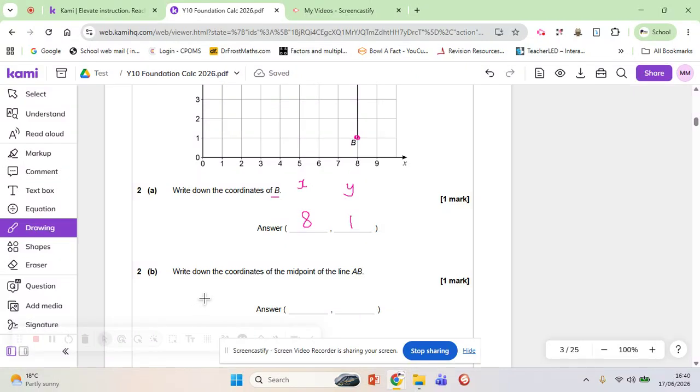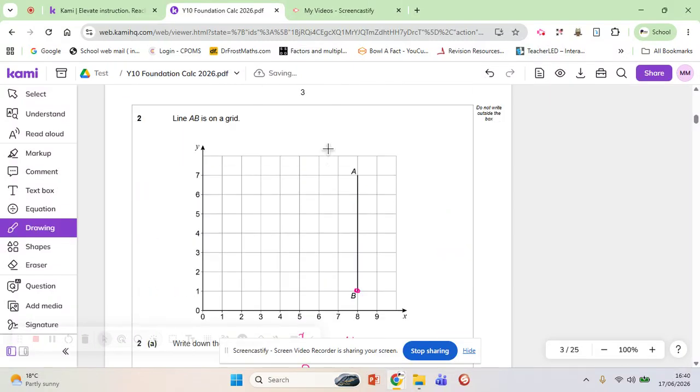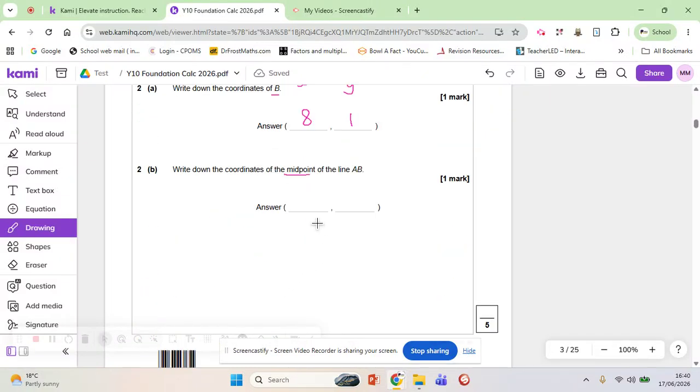Write down the coordinates of the midpoint. So the midpoint is the middle of line A to B. So we've got 1, 2, 3, 4, 5, 6 squares. So I'm going to come down half of that, which is 3. 1, 2, 3. So there's my midpoint, and then the coordinate 8, 4. So we've got the midpoint is 8, 4.